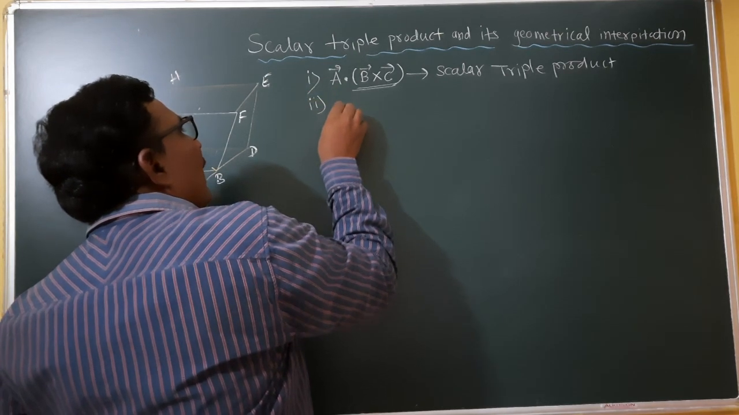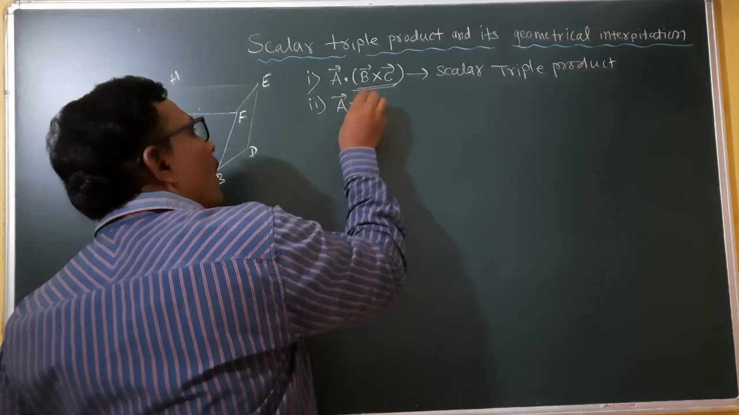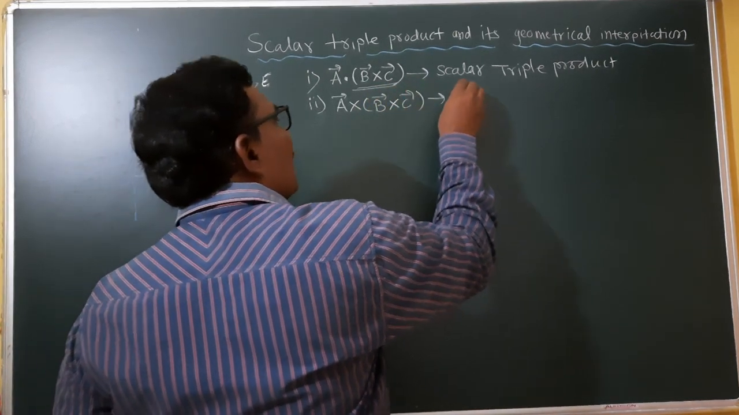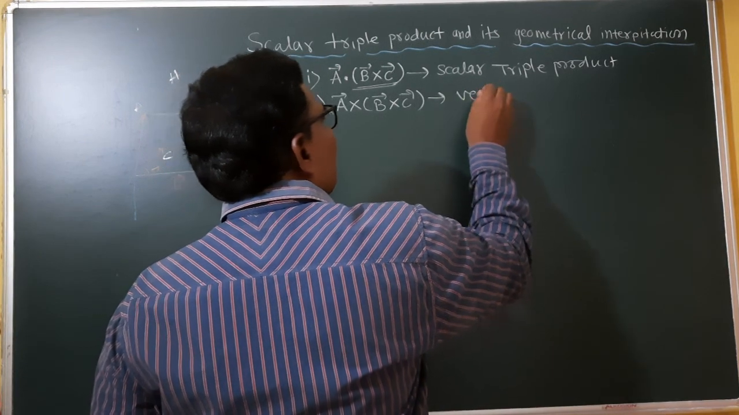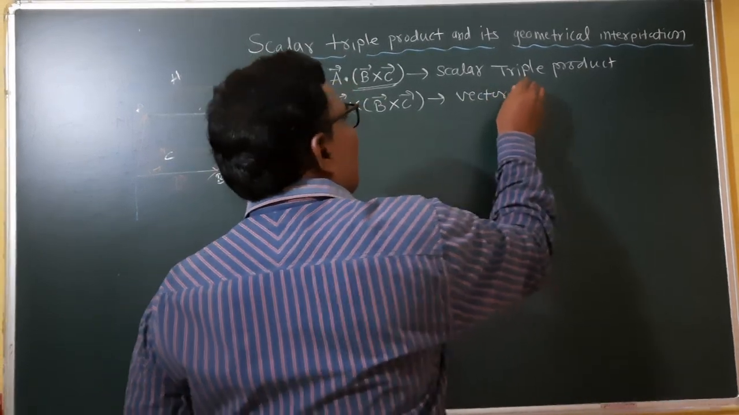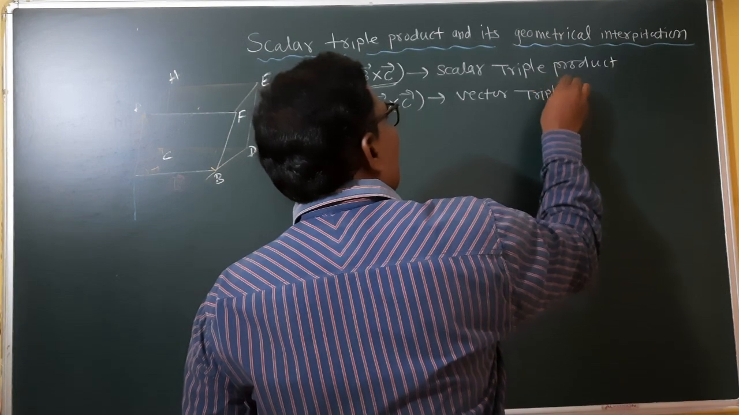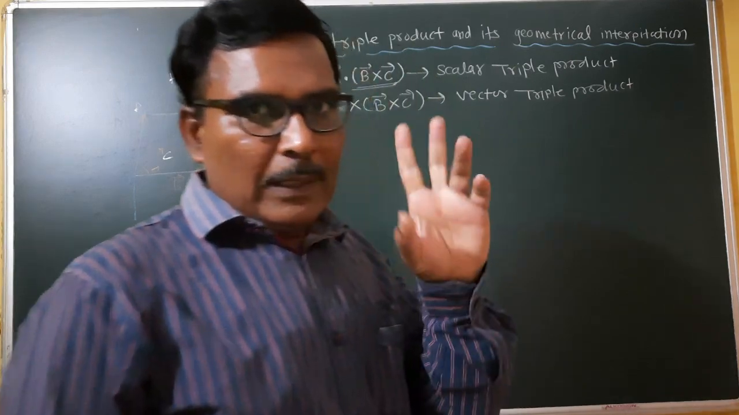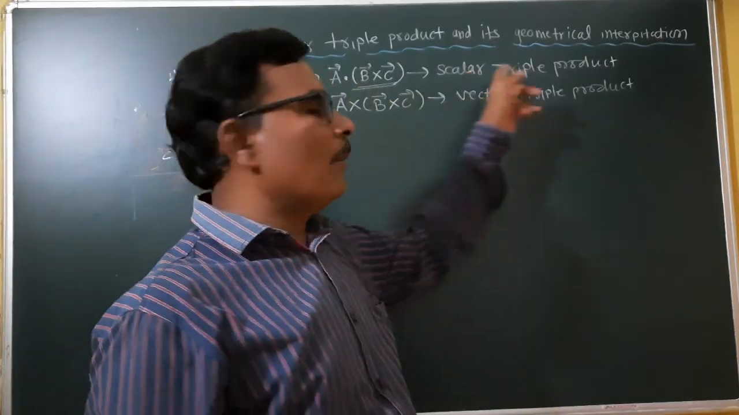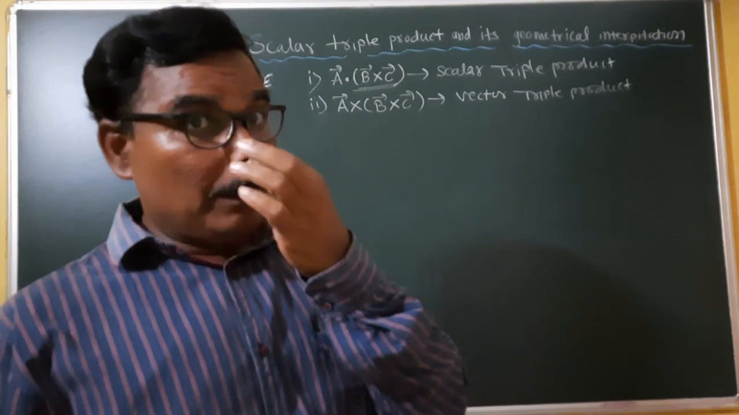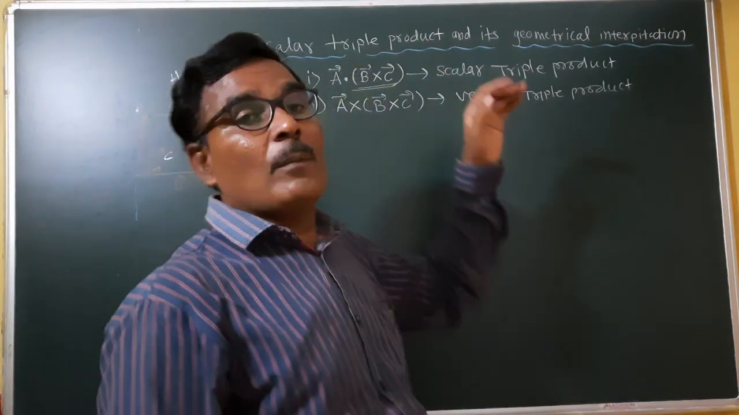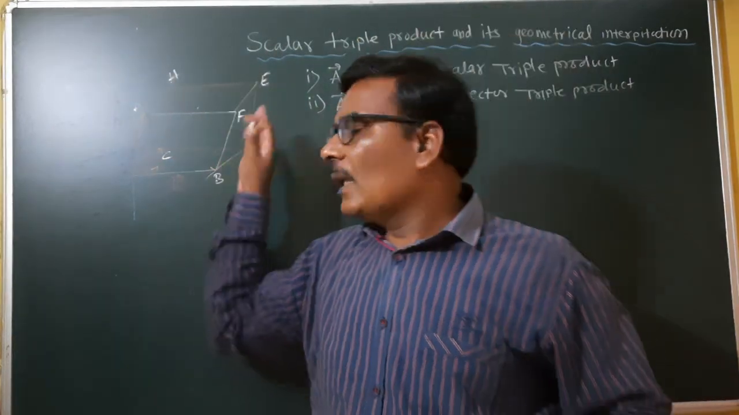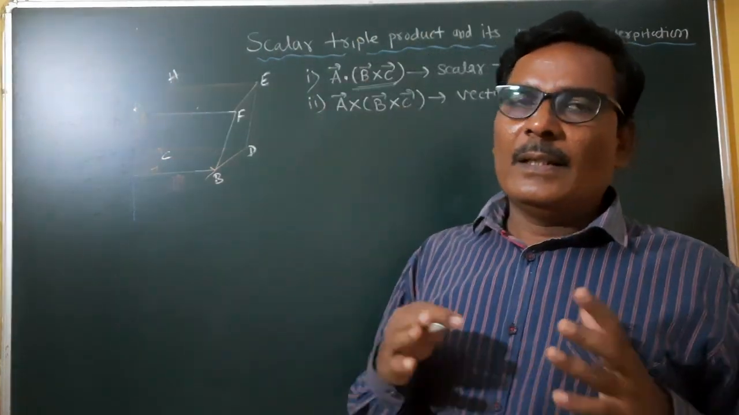That is, A bar cross B bar cross C bar is called the vector triple product. So triple products are of two types: one is the scalar triple product and another is the vector triple product. In today's lecture we discuss the scalar triple product and what its geometrical interpretation is, which we will consider from this derivation.